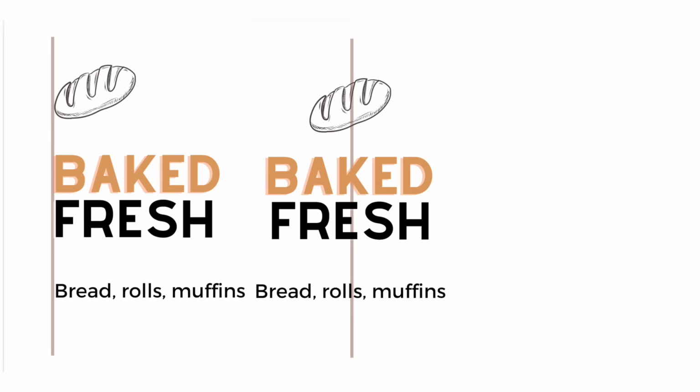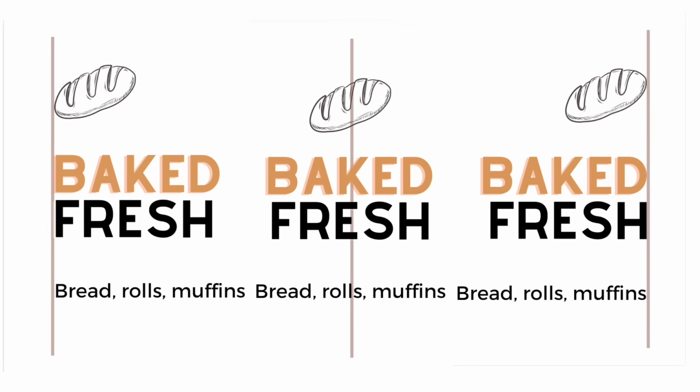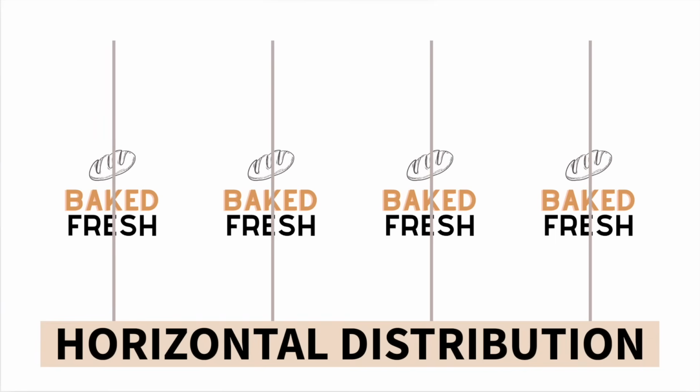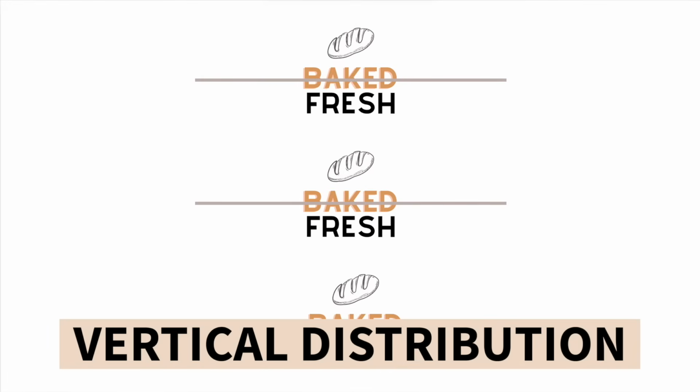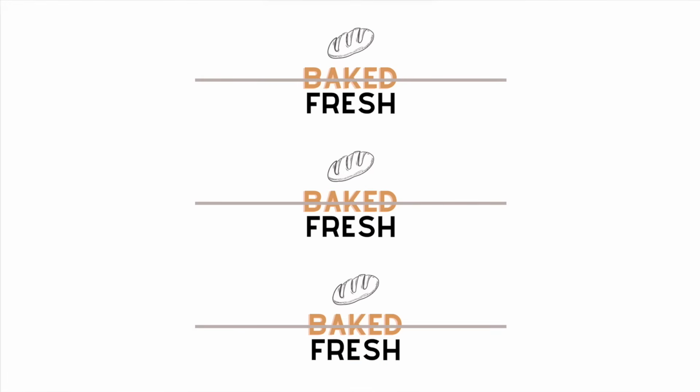So there are different types of alignment. You could align all of your text and elements in your project to left, which is called left alignment. You could align them to the center, or you could align them to the right side. There's also two different types of distribution. We've got horizontal distribution, which is where all of your elements are evenly spaced horizontally. And we've got vertical distribution, which is where they're aligned and spaced out evenly vertically.